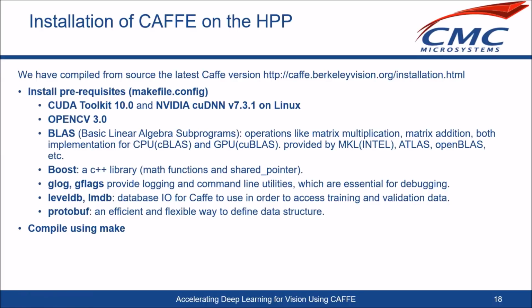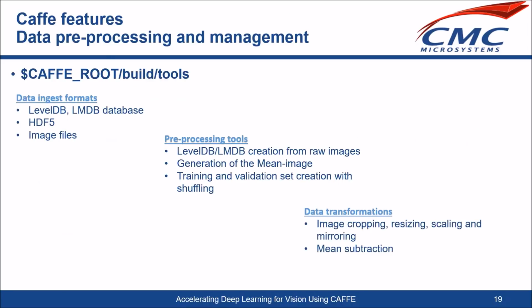So we are going to format our images using these formats, and protobuf, which is an efficient and flexible way to define data structure. Once we have all these prerequisites, we can just issue a command using make, and we compiled this Caffe framework from source on a workstation that has Ubuntu 18.04. I didn't mention it in the slide, but this is the actual version.